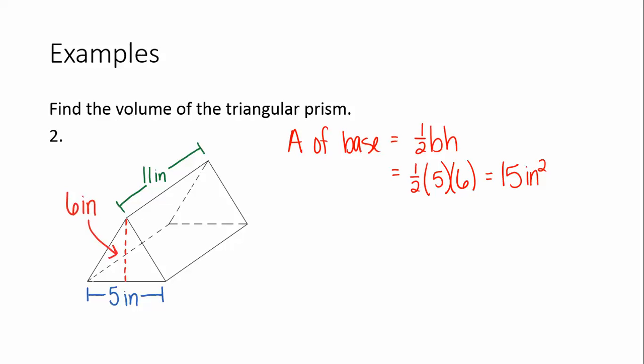So now to find the volume of the triangular prism, we need to take 15 times the height, which is 11. So 15 times 11 in your calculator, you get 165 inches cubed. So again, we found the area of the base first, and then we multiply that by the height.